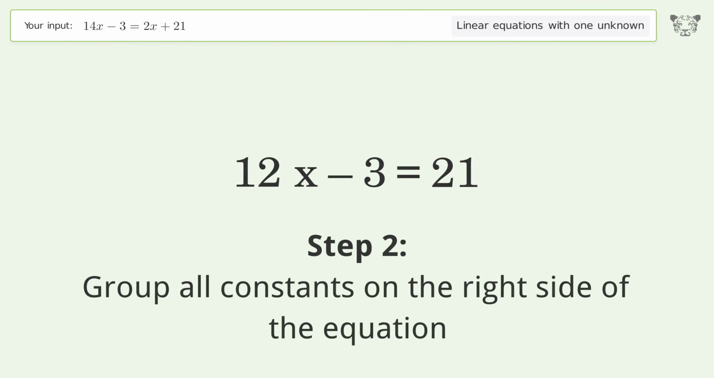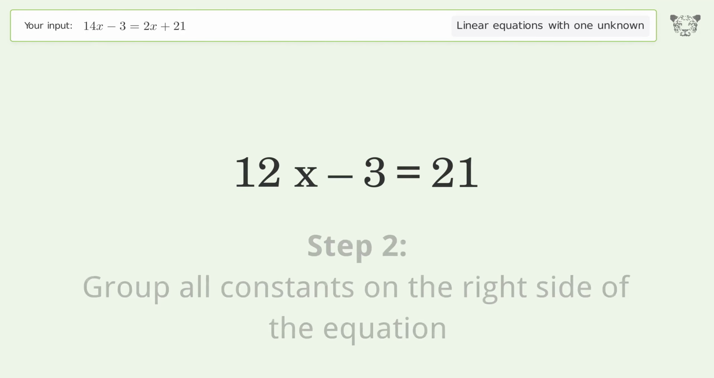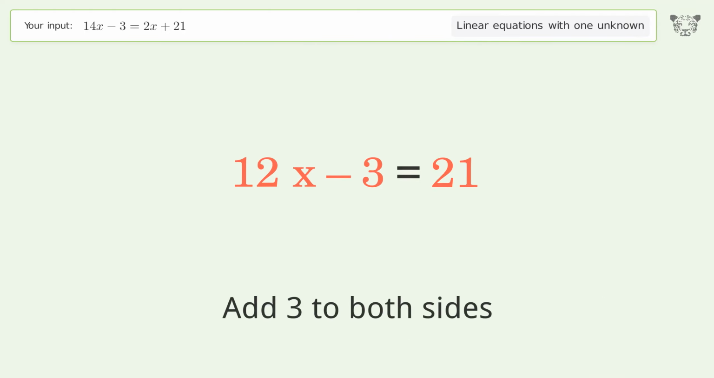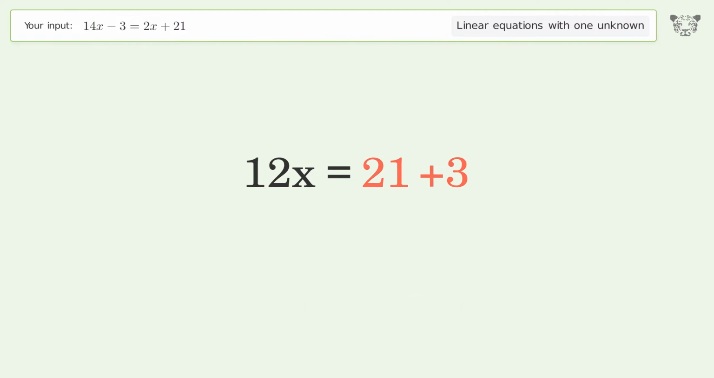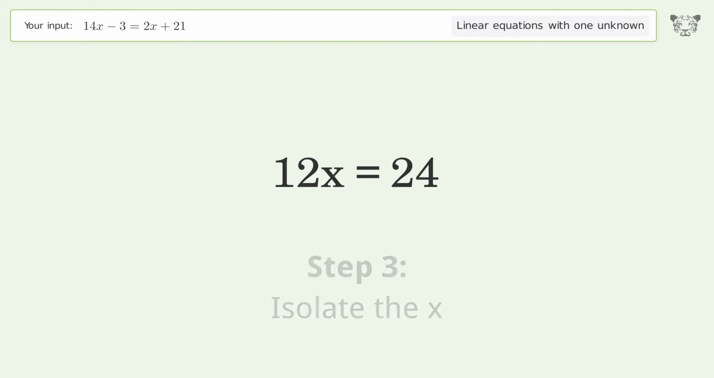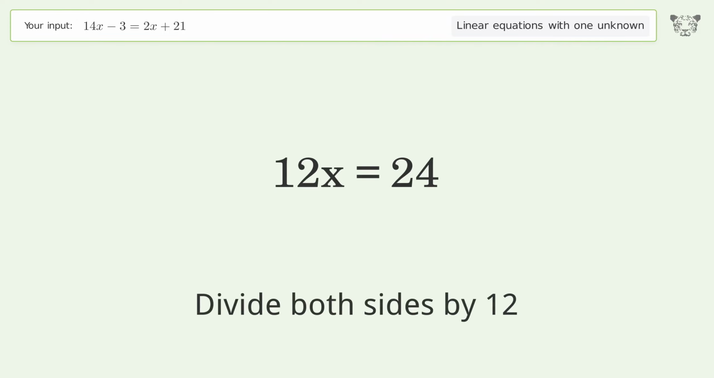Group all constants on the right side of the equation. Add 3 to both sides. Simplify the arithmetic. Isolate the x. Divide both sides by 12.